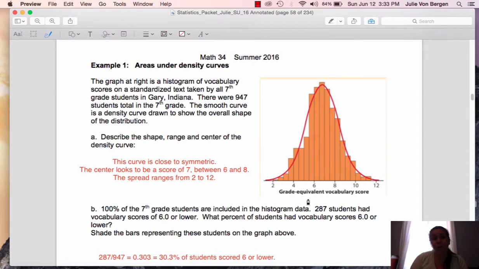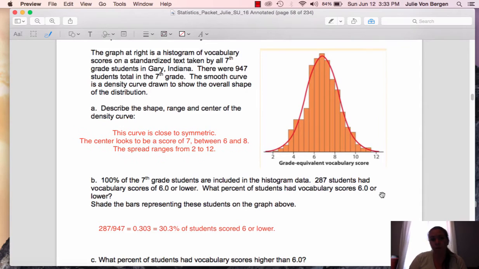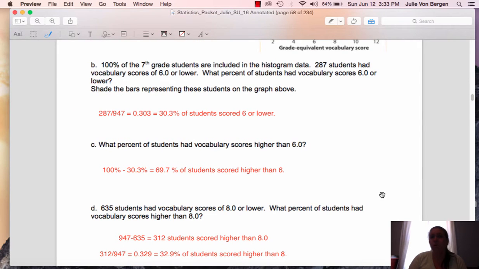So in question A, we describe the shape, range, and center of the density curve. So this curve is close to symmetric. The center looks to be between 6 and 8, so we'd say the center looks to be the score of 7. And the spread ranges from 2 to 12. 100% of the 7th grade students are included in the data.